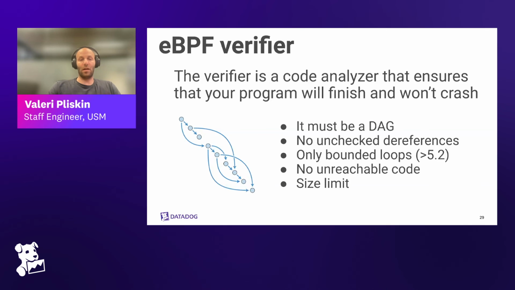For example, the program has to be a DAG, which is a directed acyclic graph. Basically it means no recursion, no go-to statements. We have to check all the dereferences. We cannot have null pointers. Basically, there are no loops allowed, which was actually changed over the time. I will touch on it in the next slide. And no unreachable code. This is just a few examples, and there are much more.